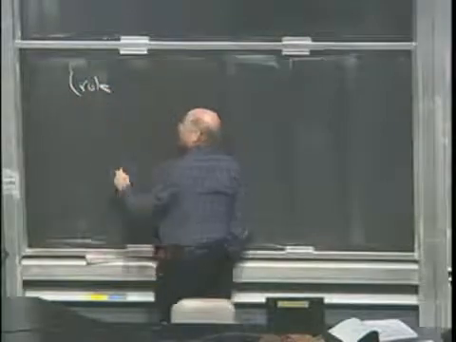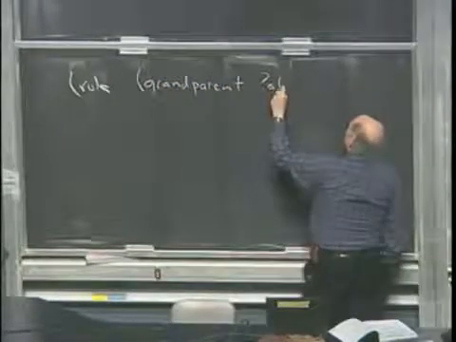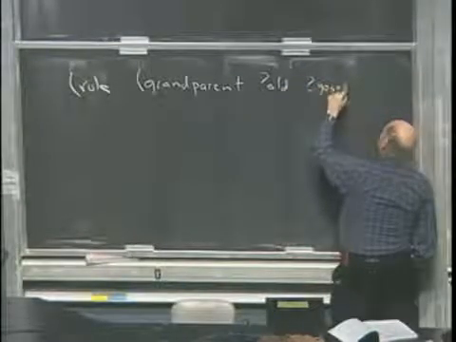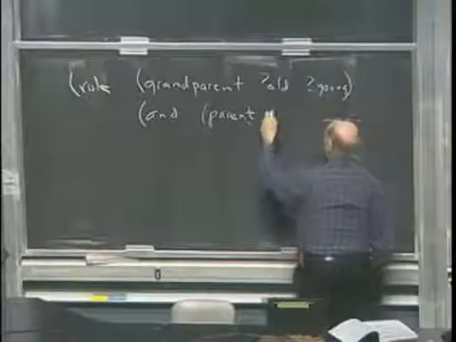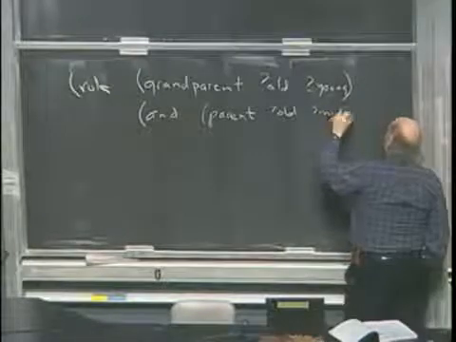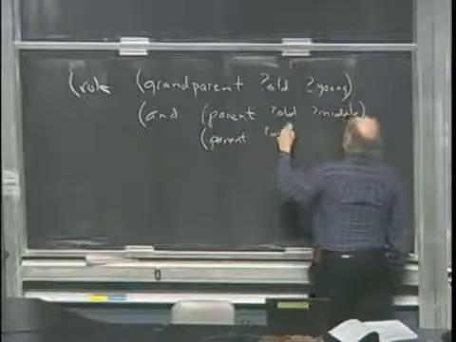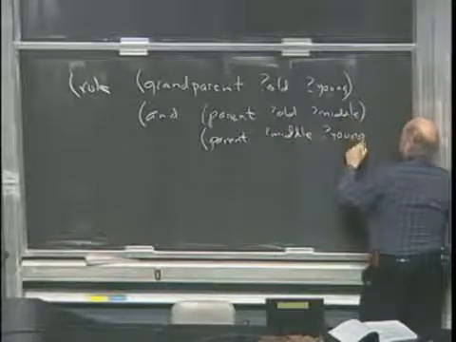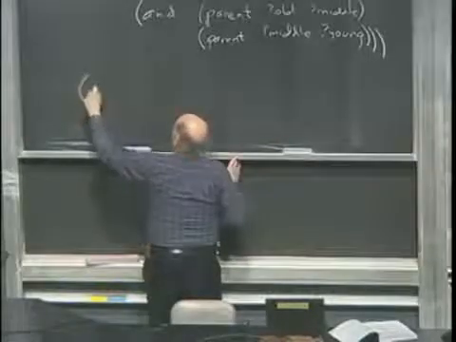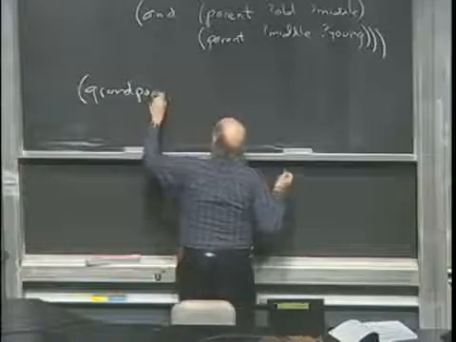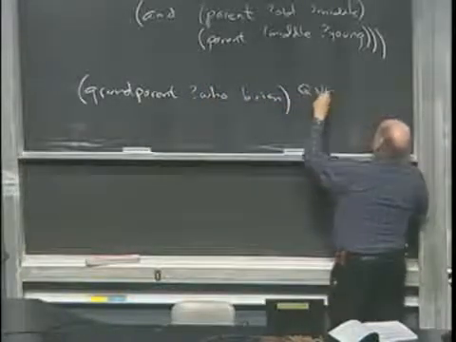So, in the database, I have a rule: grandparent old young, and that's true if parent old middle and parent middle young. Okay, that's what's in the database. And my query is grandparent ?who Brian. Okay?